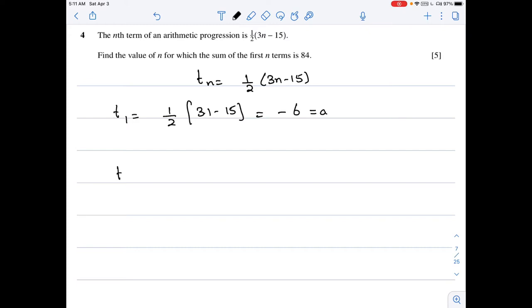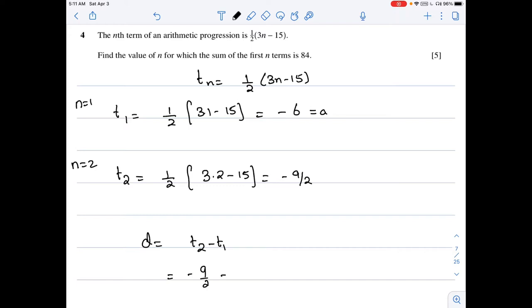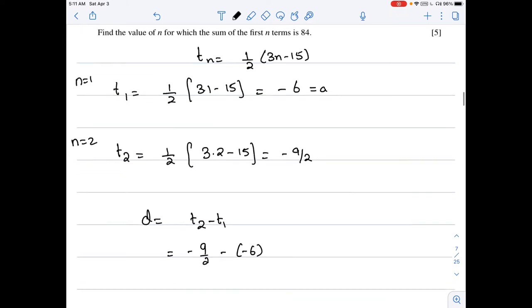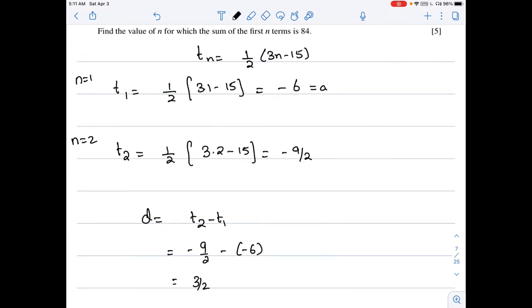If I want the second term, I substitute n is equal to 2. So n is equal to 1 was the first term, n is equal to 2 was the second term: 3 times 2 minus 15. So this becomes negative 9 upon 2. I want the common difference. Common difference is t2 minus t1, which is nothing but negative 9 upon 2 minus of minus 6. This gives me the value as 3 upon 2. So the common difference is 3 upon 2.